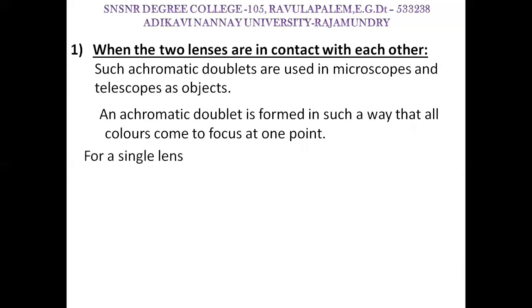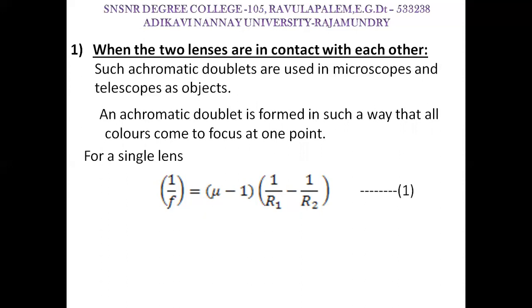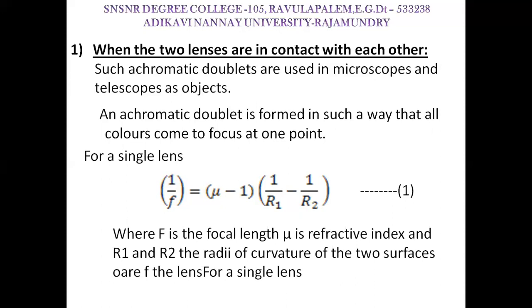So for example, a lens is taken with focal length f. Then the focal length of that lens by the lens maker formula is 1 by f equals mu minus 1 into 1 by r1 minus 1 by r2. This is equation 1, where f is the focal length, mu is the refractive index, and r1 and r2 are the radii of curvature of the two surfaces.